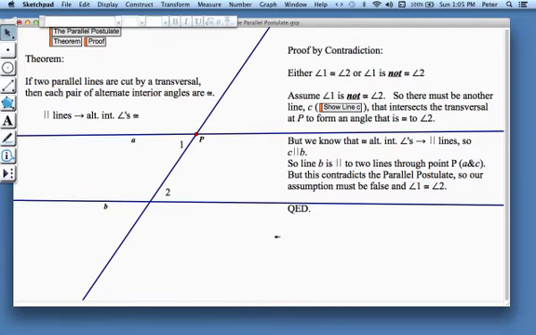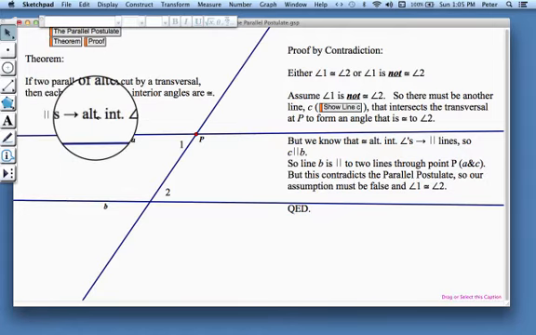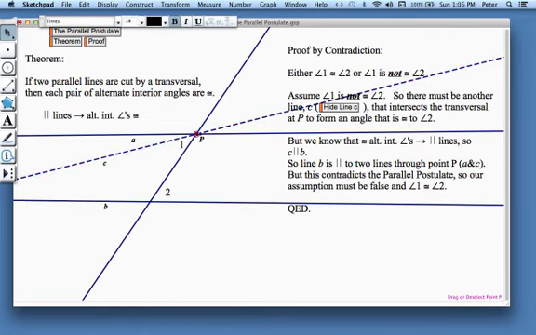The proof is a proof by contradiction, and it reads something like this. Since we're given that the lines are parallel, the conclusion is that either angle 1 is congruent to angle 2, this angle here, or it's not. Since it's a proof by contradiction, we're going to assume that it's not congruent to angle 2. So there must be another line, C, that intersects the transversal at P in such a way that it creates an alternate interior angle up here that is congruent to angle 2. So in other words, this angle here would be congruent to angle 2.